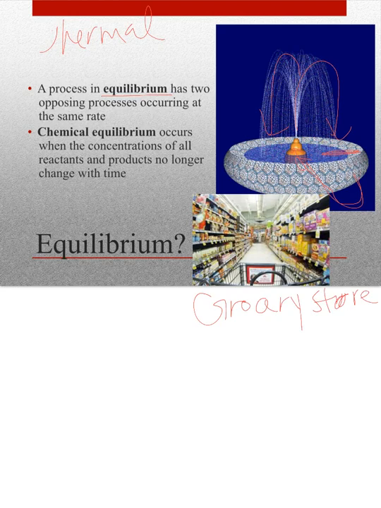So in a grocery store, right, we generally have the shelves completely stocked, and the idea for the owner is to stock the shelves at the same rate things are being purchased. So at the same rate things are being taken off the shelves, things should ideally be put back on the shelf. So that would also be an equilibrium.